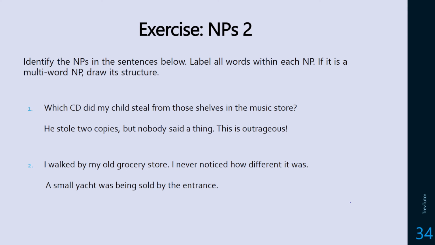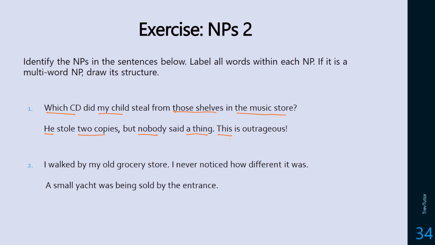So let's try some practice. You can identify the NPs here, label all the words, and if you would like, you can draw its structure. So you can pause and I'll go over the answers now. Which CD did my child steal from those shelves in the music store? He stole 2 copies, but nobody said a thing. This is outrageous. So we have 1, 2, 3, 4, 5, 6, 7, 8, 9 noun phrases in the first sentence.